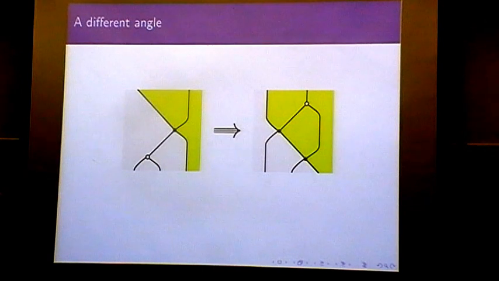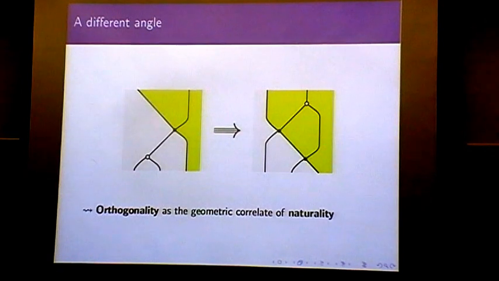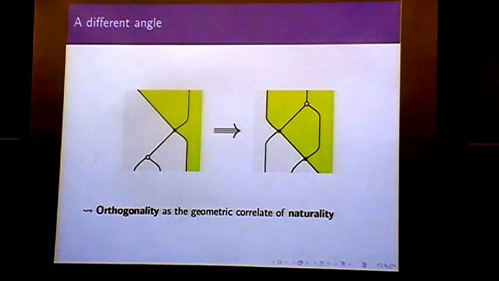So the idea here is that the geometric correlate of naturality, rather than sliding, is orthogonality of cells, and the sliding only comes up when we take these cubical things and we make them into something with one source and one target. And this is the intuition, and I will try to make it more precise.